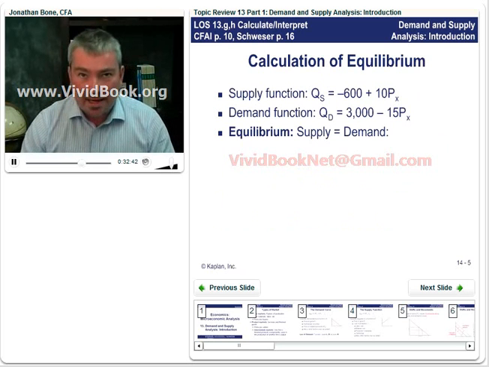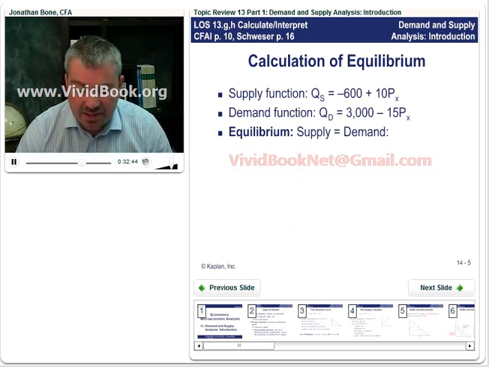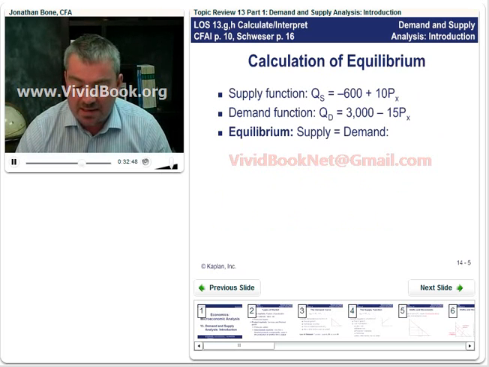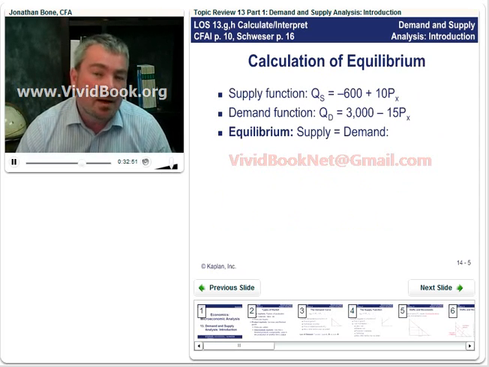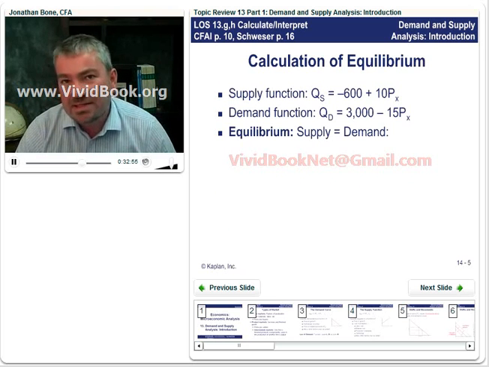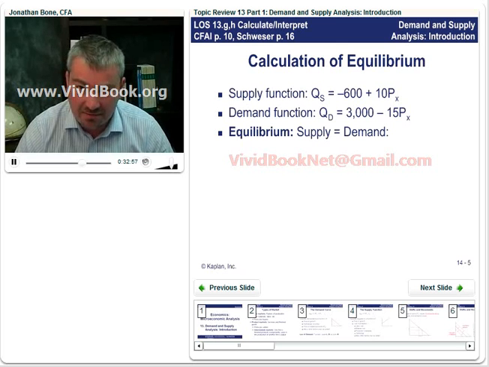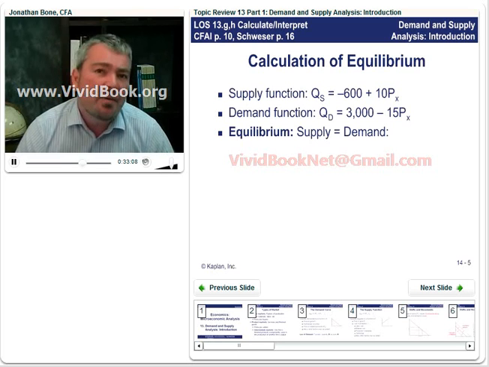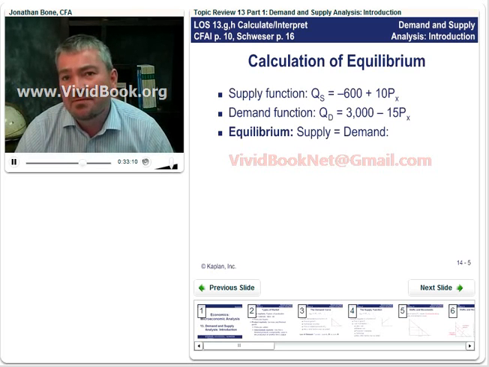Right, our next LOS, or two LOS, is G and H. We're asked to calculate and interpret demand and supply functions. And we're also asked to take the inverse of those to get curves. Remember, if quantity is the output, we're talking about a demand function. If price is the output, we're talking about a demand curve. Now what we've got is a supply function, presumably it's come from a regression, and we've got a demand function, again, from some form of regression analysis undertaken by the analyst.